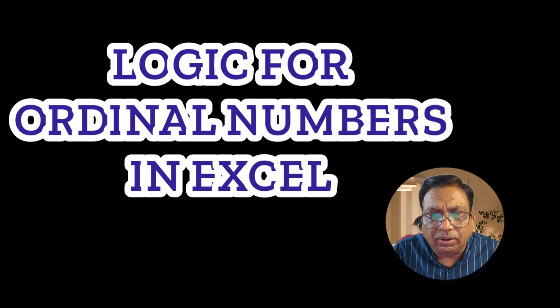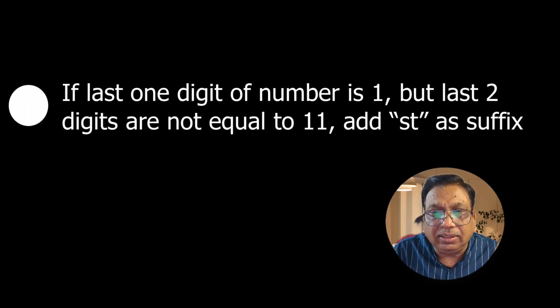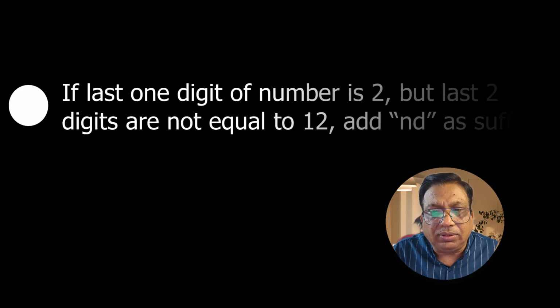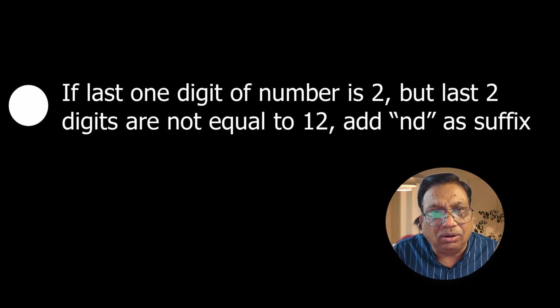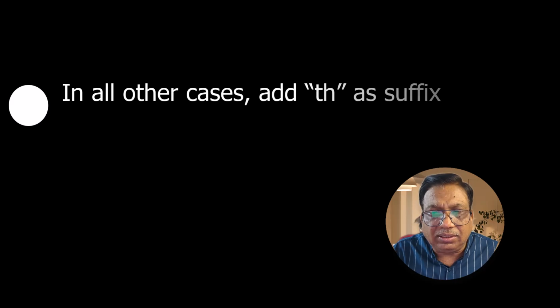Before we build the formula, here is the quick logic behind ordinal numbers. If a number ends with 1, add st, like first or 21st, unless it ends with 11, then it is th. If it ends with 2, use nd, like second or 42nd. But 12 becomes 12th, you have to add th. Same for 3, you would use rd unless it is 13, which gets th. Everything else just sticks with th. Quick, simple logic. And now we will turn that into a smart Excel formula.